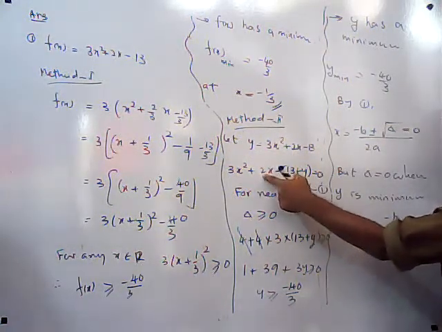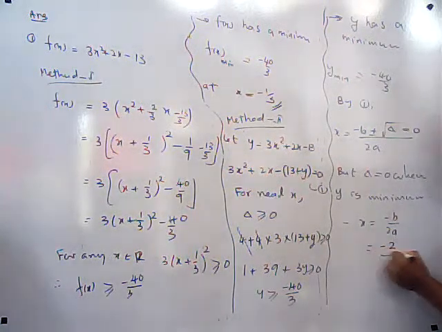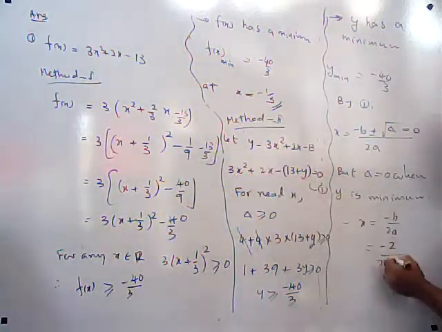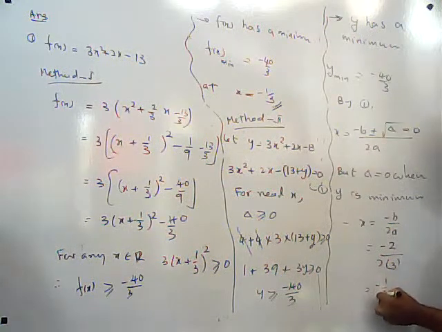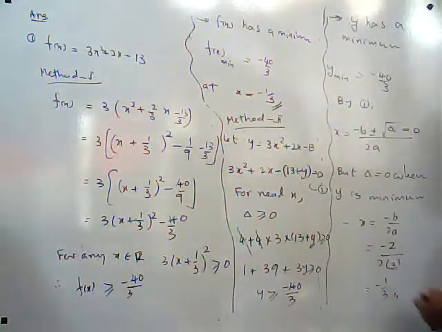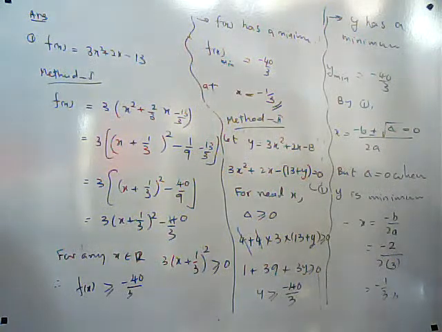In this, I'll do minus b, minus 2 over 2a. A is 3, that is minus 1 over 3. And get the same answer as before. You get the same answer.